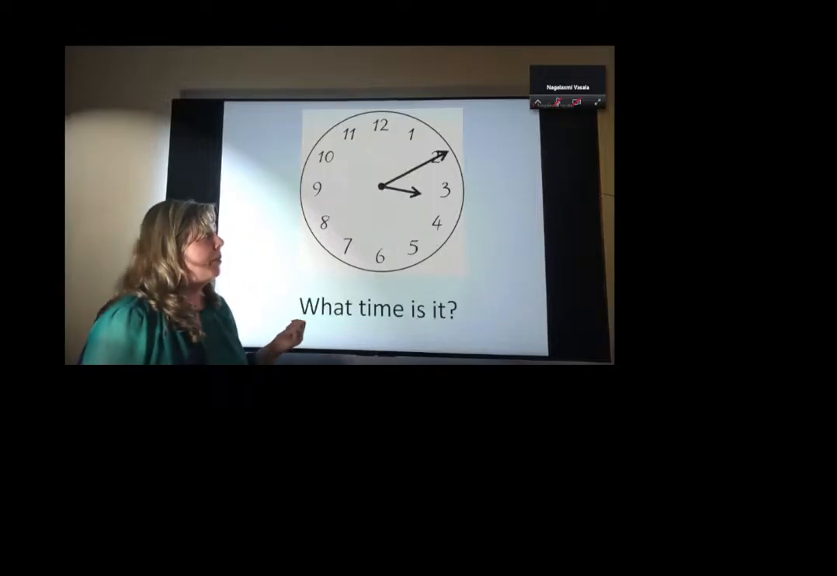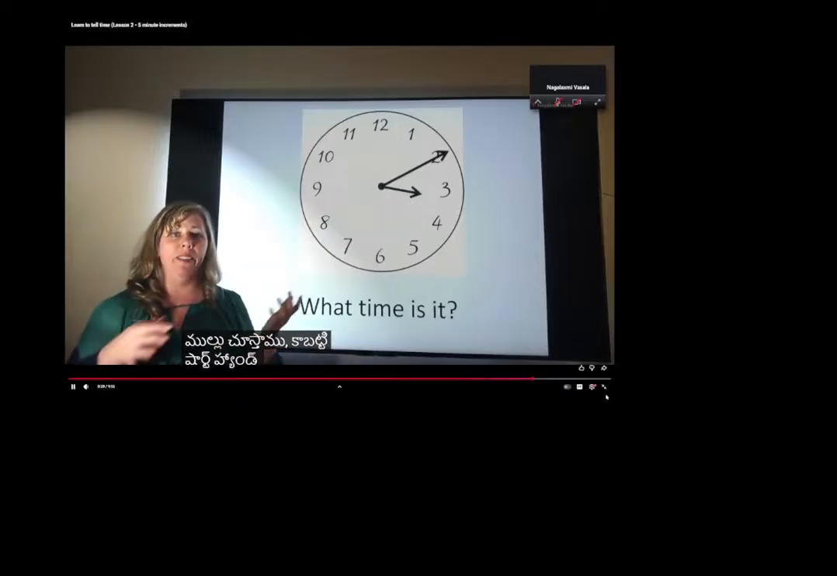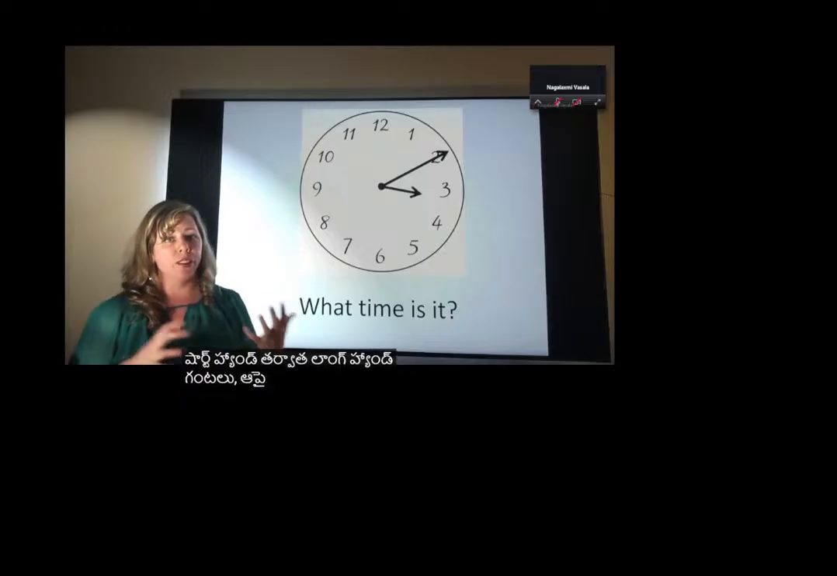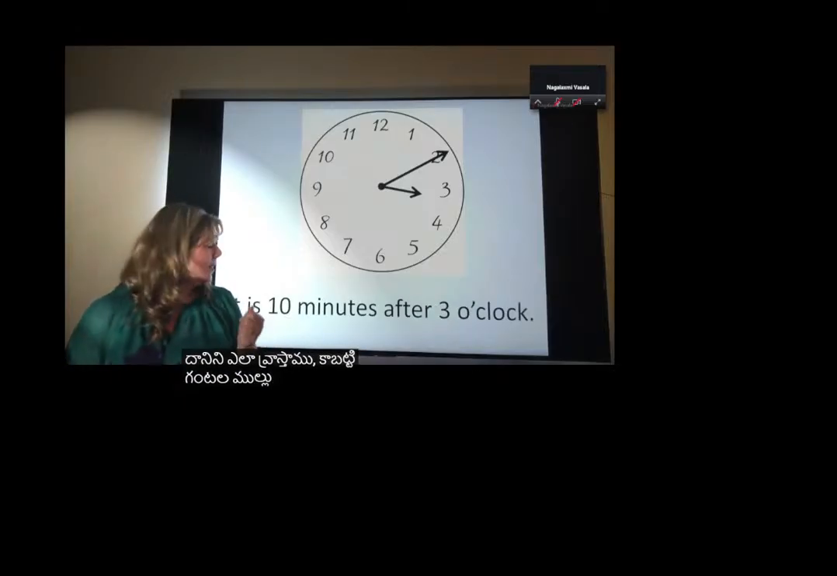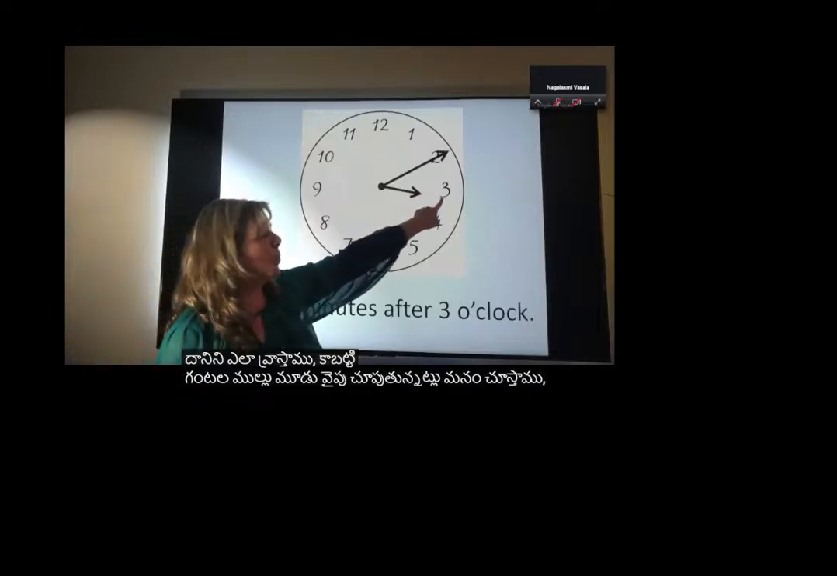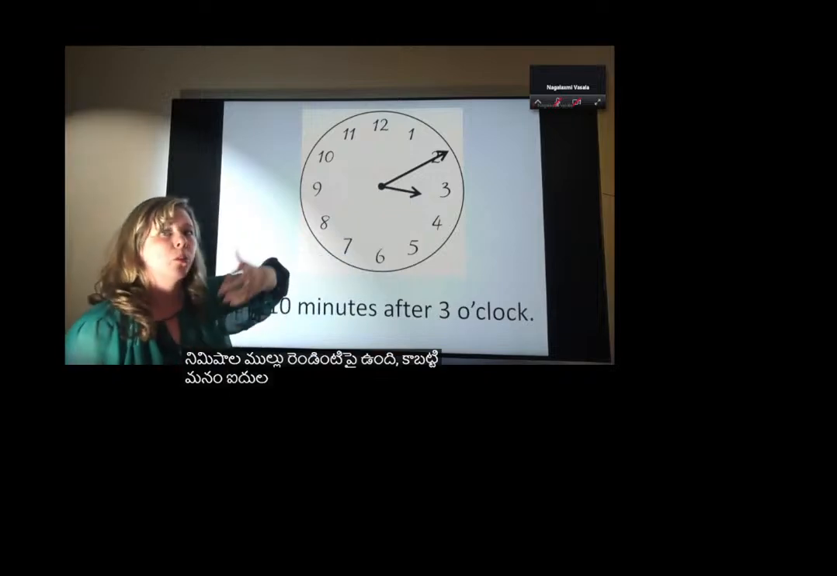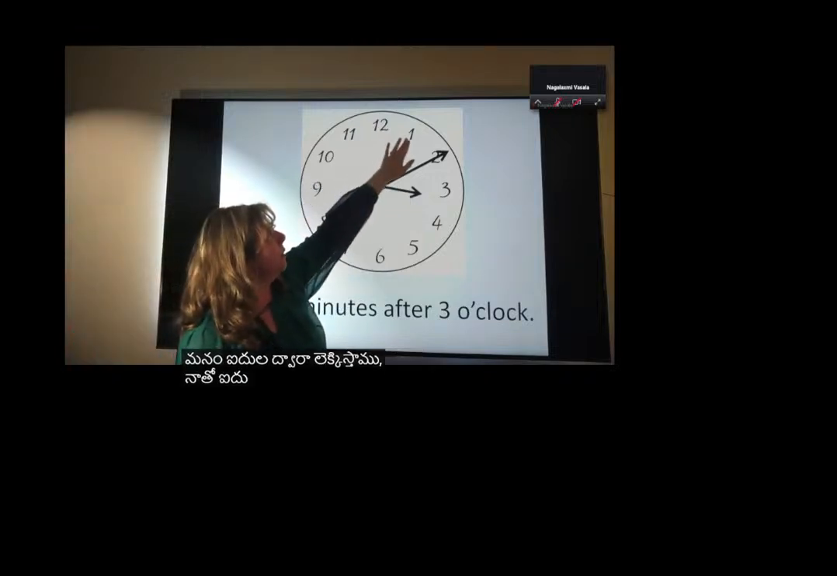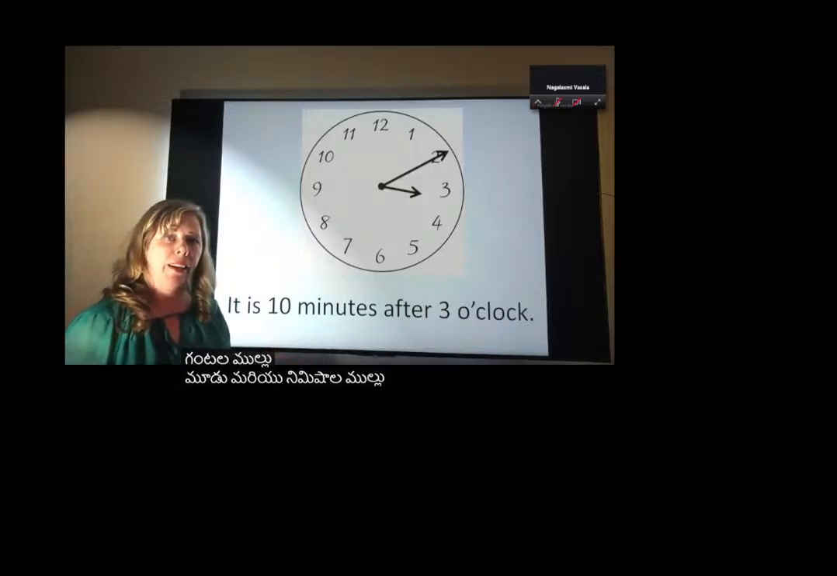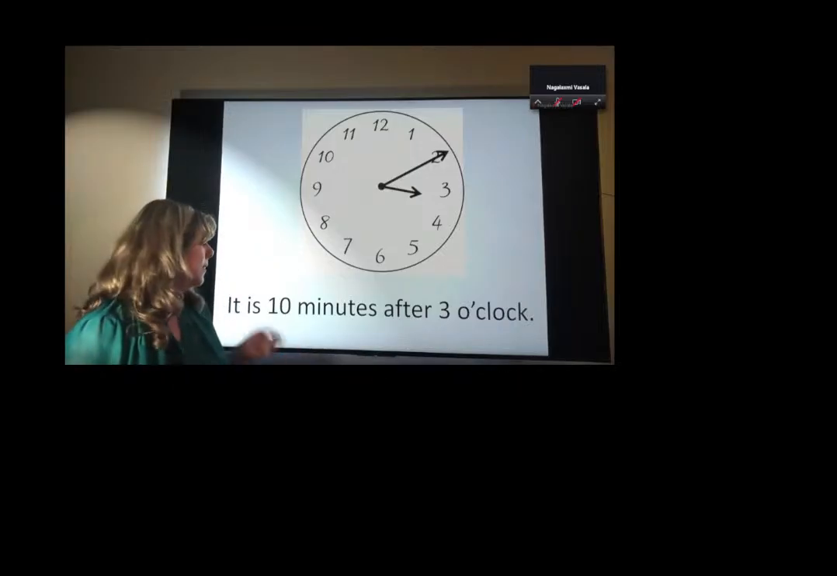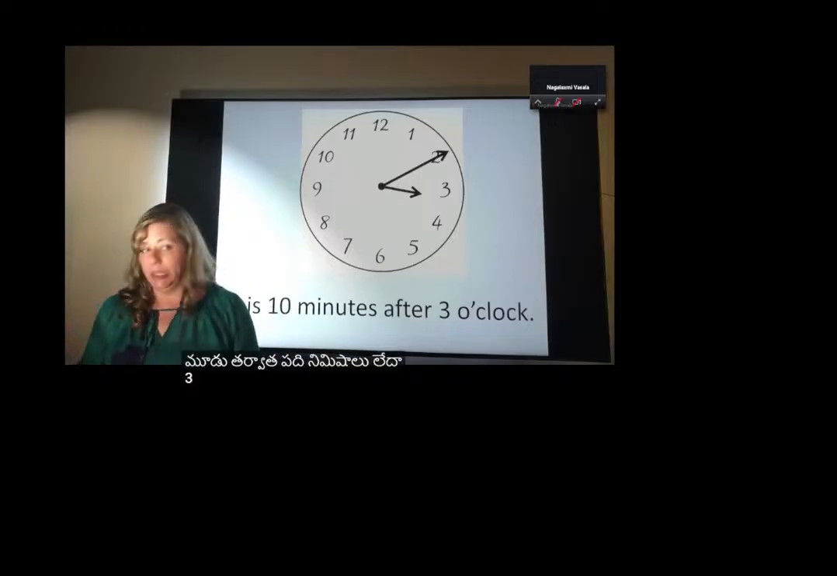Okay, what time is it now? We see the hour hand. So remember, we look at the short hand, then the long hand. Hours, then minutes. And that's how we write it as well. So we see that the hour hand is pointed at 3, just past it. The minute hand is on the 2, so we're counting by 5s. Count with me, 5, 10. So I know the hour hand is 3 and the minute hand is 10. One way to say that is 10 minutes after 3 or 3:10.